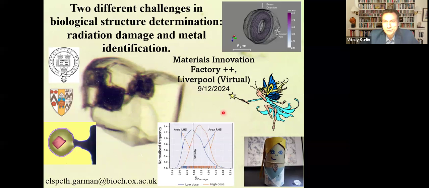It's a great pleasure to introduce Professor Elspeth Garman from the University of Oxford, who will talk about two different challenges in biological structure determination: radiation damage and metal identification. Over to you.